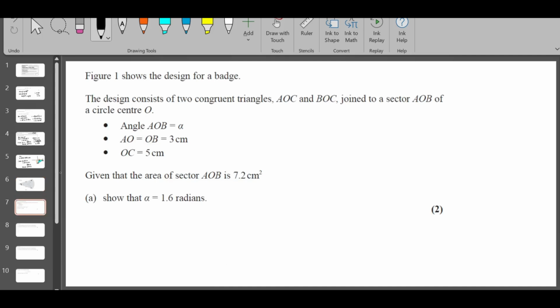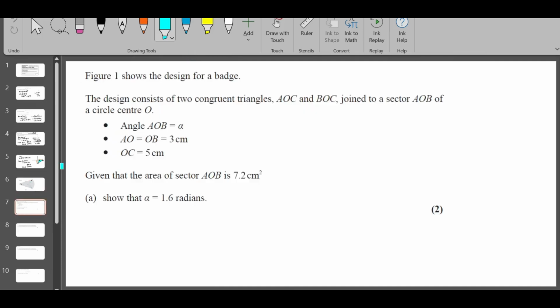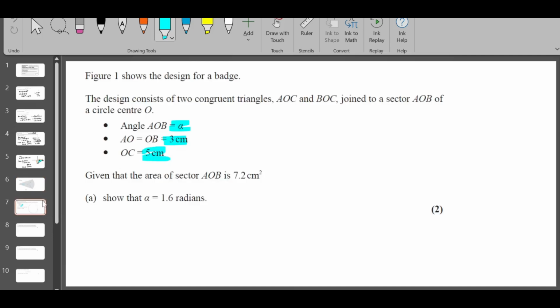And then joined to a sector AOB of center O. This is the sector they are talking about. AOB with center O, and the radius is 3, the angle is alpha. OC is also given as 5. So usually for questions like this, you will be given some weird figure, and in the first few lines they are going to describe the figure. So as you read the question, check against the figure and make sure you understand it.